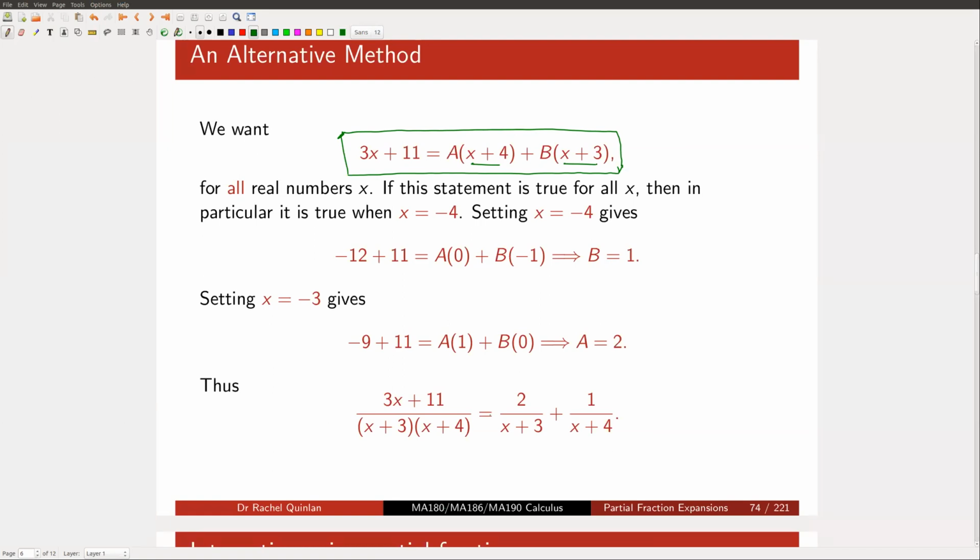So another approach at this point would be to say, well, if I want values of a and b for which this equation is satisfied regardless of the value of x, then it must be satisfied for any particular value of x.